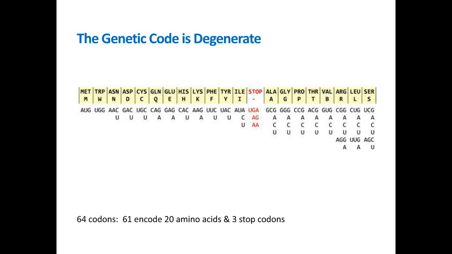But I think it's important to remember that different amino acids can be encoded by more than one codon, right? So there are 20 amino acids, and only methionine and tryptophan are encoded by single codons. All of the others are encoded by 2, 3, 4, or 6. So 61 codons encode 20 amino acids. The remaining three are stop codons.